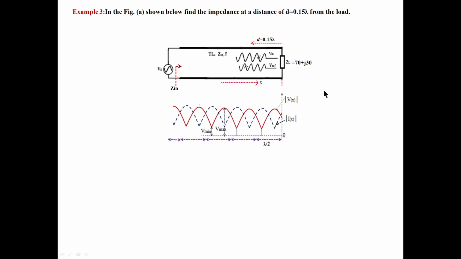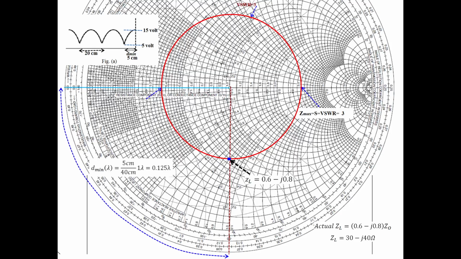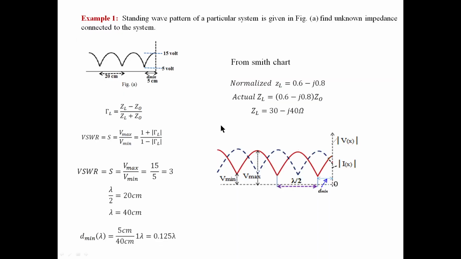Similarly, one more example we were discussing. See this one. What is the load value? A waveform is given, and the voltage standing wave ratio on the transmission line is given. The first minimum is at a distance of 5 centimeter. Because it is given in centimeter, you should convert that into wavelength. If it is given in wavelength, d minima, no problem. Otherwise you should get the value of this in terms of wavelength, so you should divide the given distance by the wavelength.